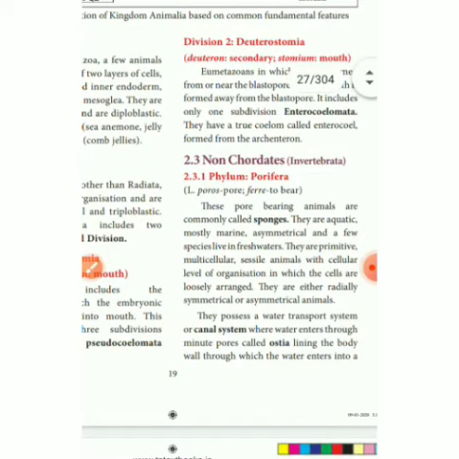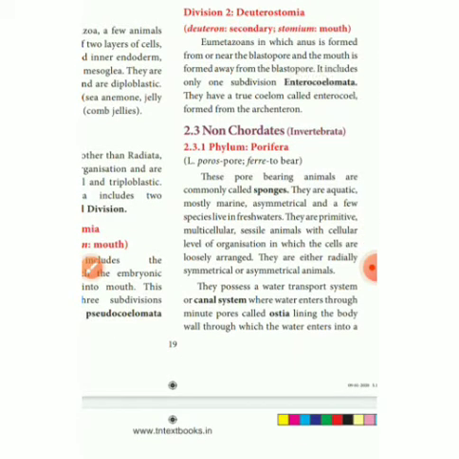They are primitive multicellular sessile animals with a cellular level of organization, in which the cells are loosely arranged. Already we know that in sponges the cells are loosely arranged. They are either radially symmetrical or asymmetrical. They possess a water transport system, or canal system. Water enters through minute pores called ostia. Why are the pores present? Because of the canal system, for transporting water.